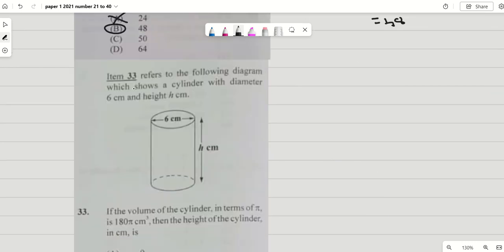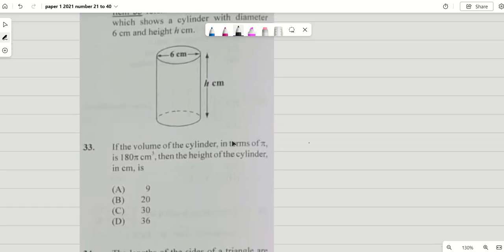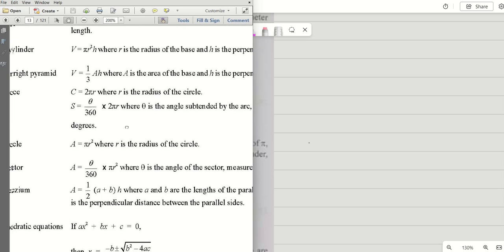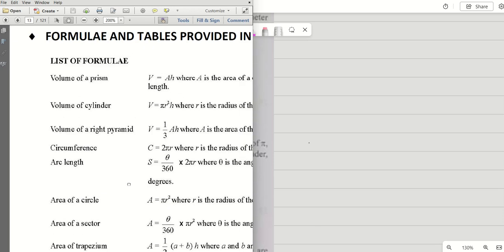Number 33. Now, item 33 refers to the following diagram, which shows a cylinder with diameter 6 centimeters and a height of h. If the volume of a cylinder in terms of pi is 180 pi centimeters cubed, then the height of the cylinder in centimeters is. First off, if you don't know your formula for volume of a cylinder, it is given in the formula sheet. Look for volume of a cylinder. It is pi r squared h. So let's put that.